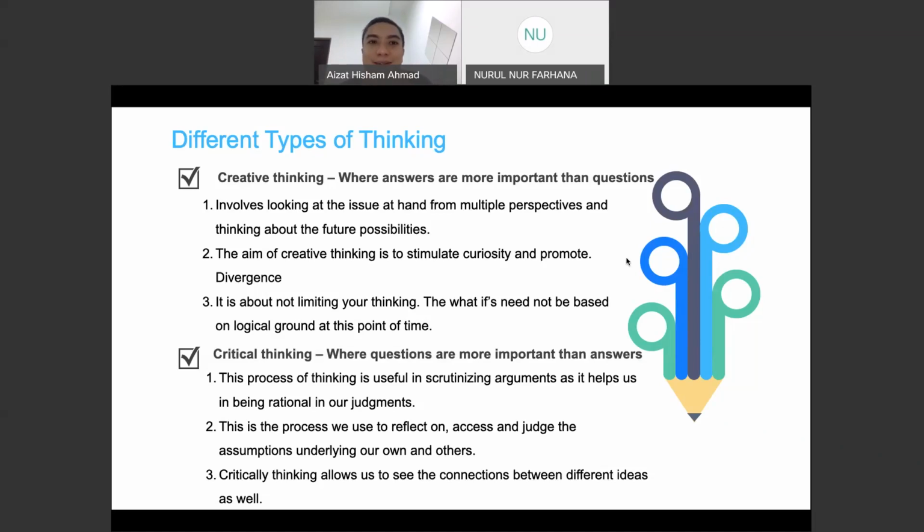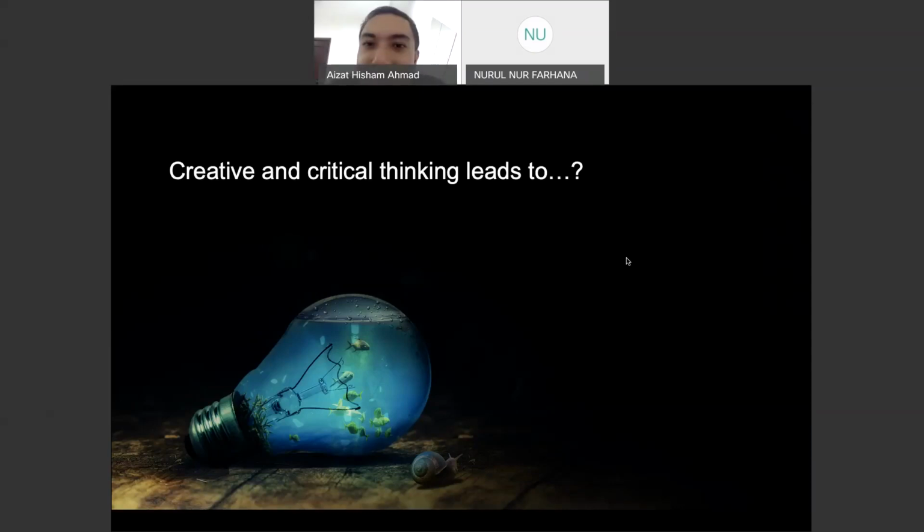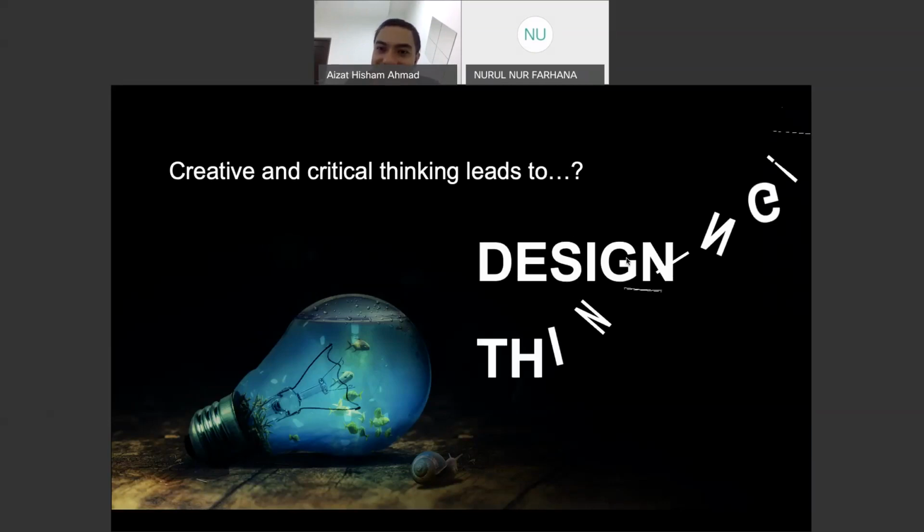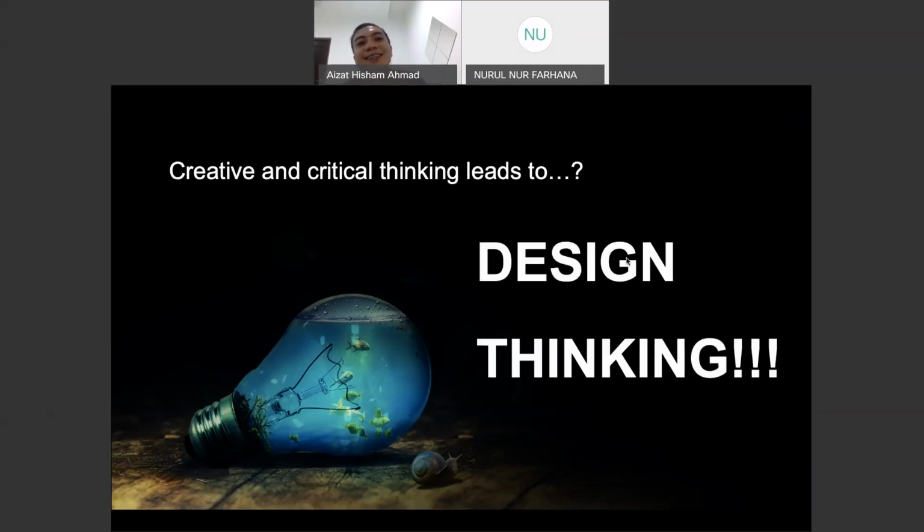So again, to quickly recap, creative thinking is when answers are more important. Critical thinking is when questions are more important. You have to keep on questioning in order to get to the answer. So a means to an end is critical thinking. An end to a means is creative thinking. So what does creative and critical thinking lead to? Very simple. This is what design thinking is about. When you think creatively, or when you think critically, this is what design thinking is all about.